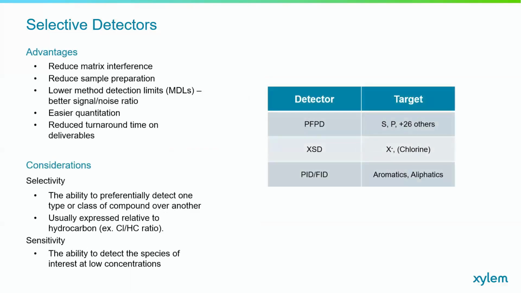So there are several advantages and considerations to selective detection. It's going to reduce your sample preparation as well as the interference that you see. There's a better signal to noise ratio, so it's just easier to quantitate and reduce turnaround time on particular analysis for a target compound. Those are the major advantages.